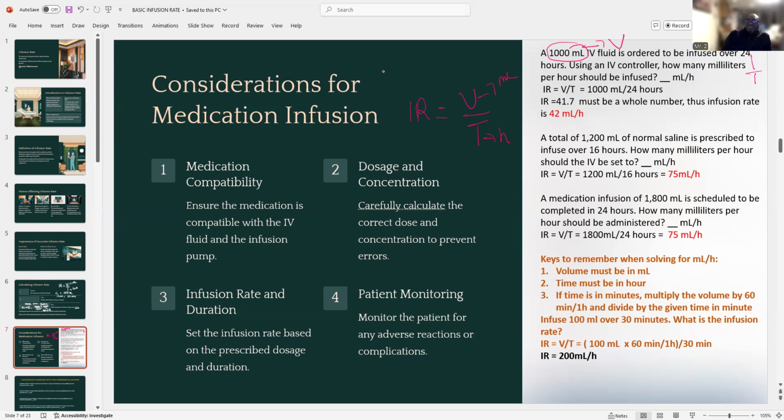All right. Let's look at number 2. You have a total of 1,200 milliliter right there.